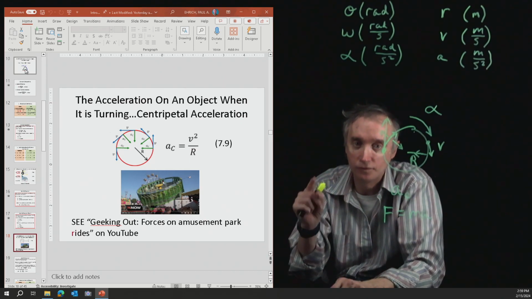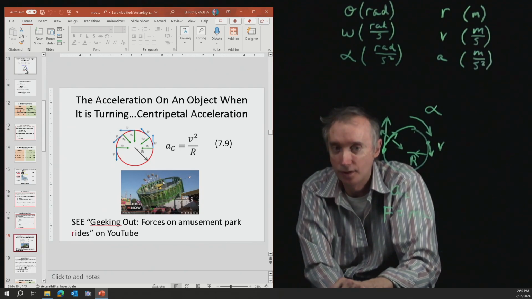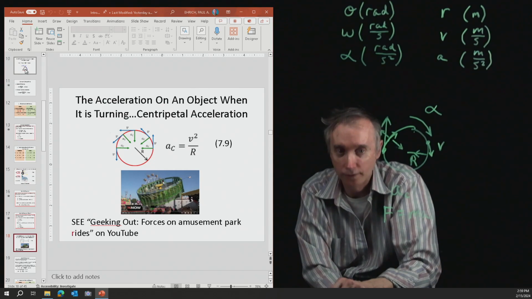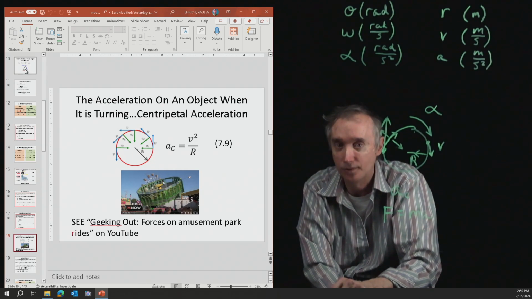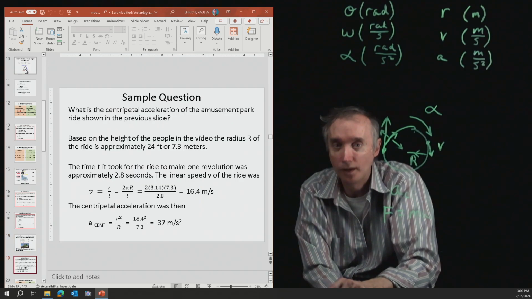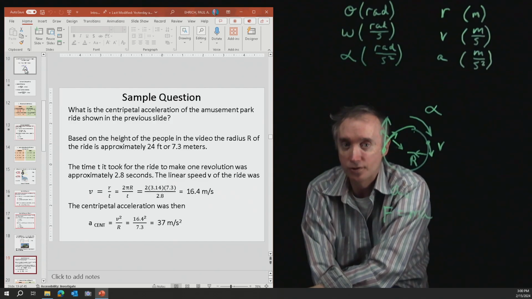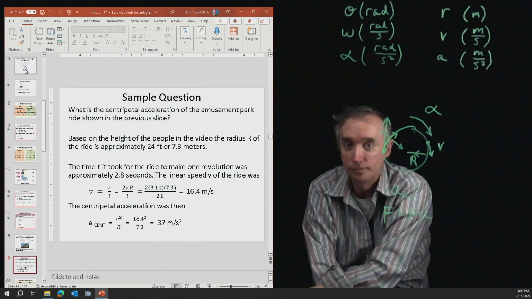You notice the formula doesn't have a box around it. That means that on the exam, don't worry about it. I just want you to know the concept of centripetal acceleration. But here's a sample question: what is the centripetal acceleration of the amusement park ride shown on the previous slide?